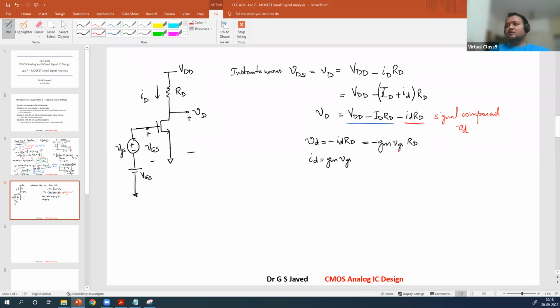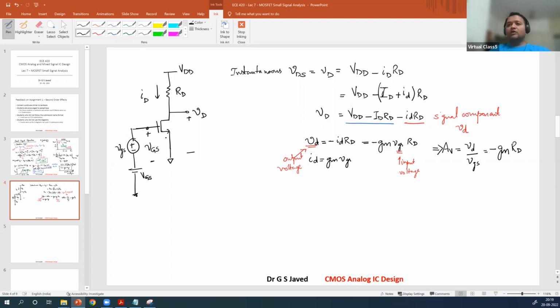This is your input, this is your output. And if you notice, both are voltages. So now we will define something called the small signal voltage gain, noted as AV, equal to output over input, VD over VGS, which is given as minus gm RD.